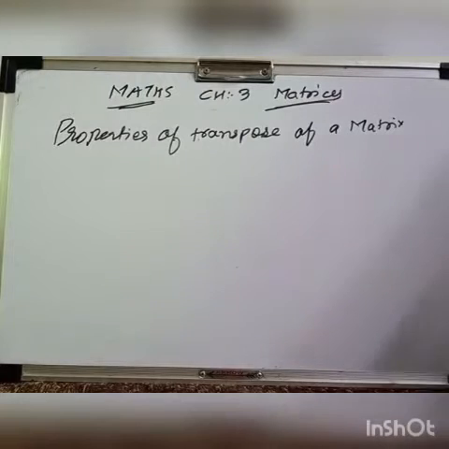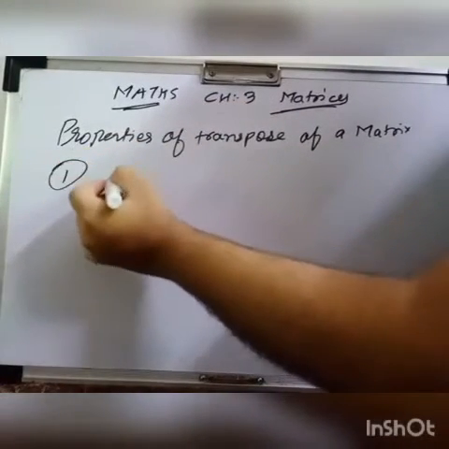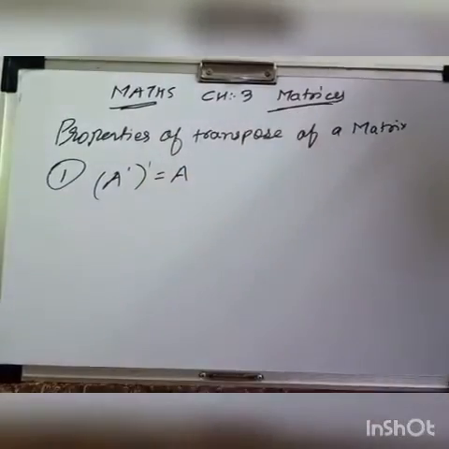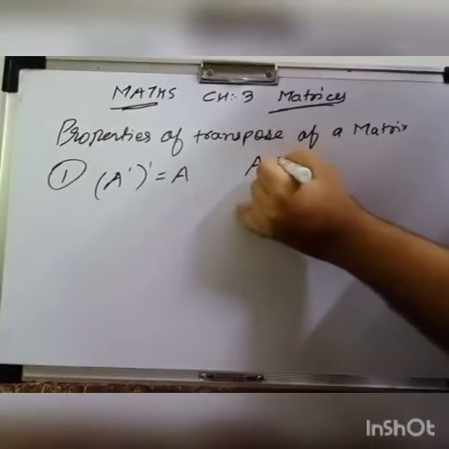We will understand the properties of a transpose of a matrix. First property is A transpose whole transpose is A. Means if I take the transpose 2 times, then I will get the same matrix. Let's try to confirm this.